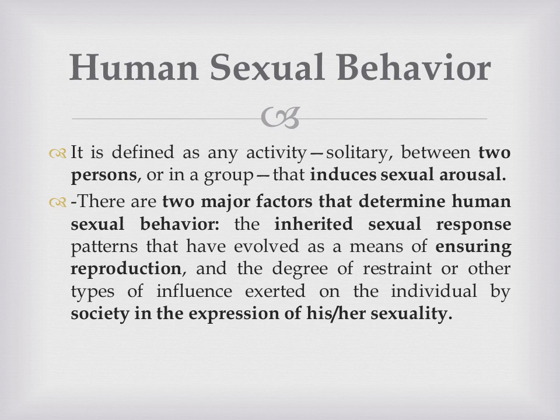There are two major factors that determine human sexual behavior: the inherited sexual response patterns that have evolved as a means of ensuring reproduction, and the degree of restraint or other types of influence exerted on the individual by society in the expression of his or her sexuality. So our human sexuality or behavior can be determined using these two major factors. First, it can be inherited. That is our sexual response, which is part of our body. That is the sexual arousal that is part of our body. This is to ensure that reproduction among us is possible.